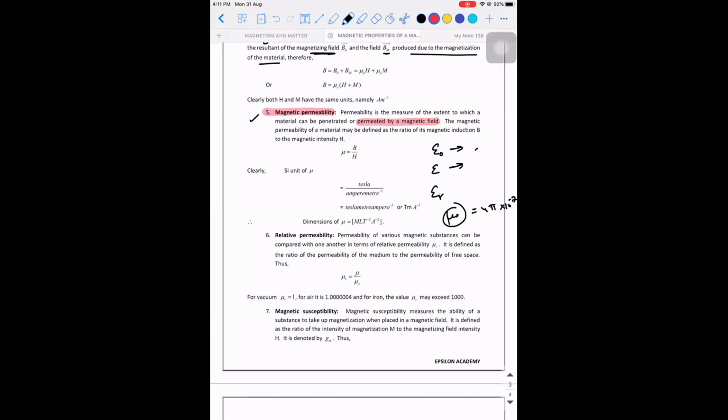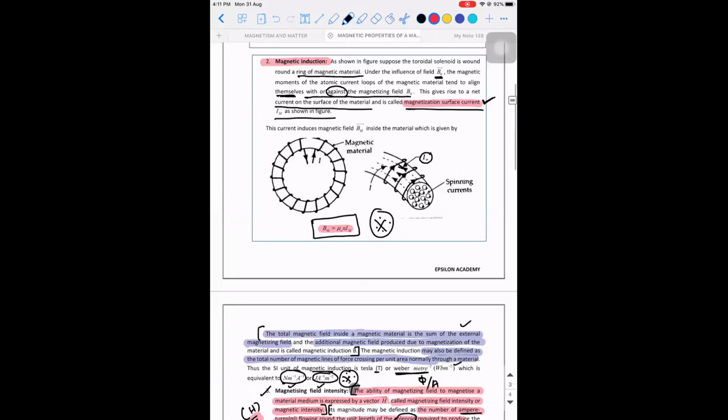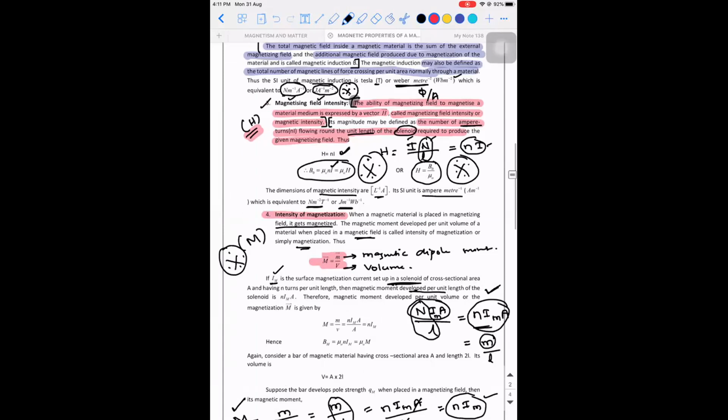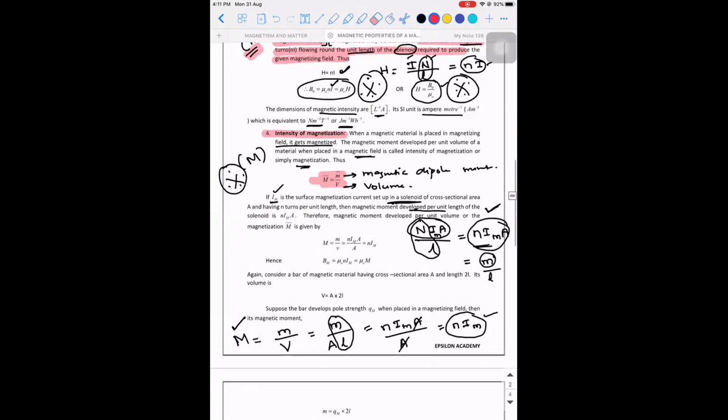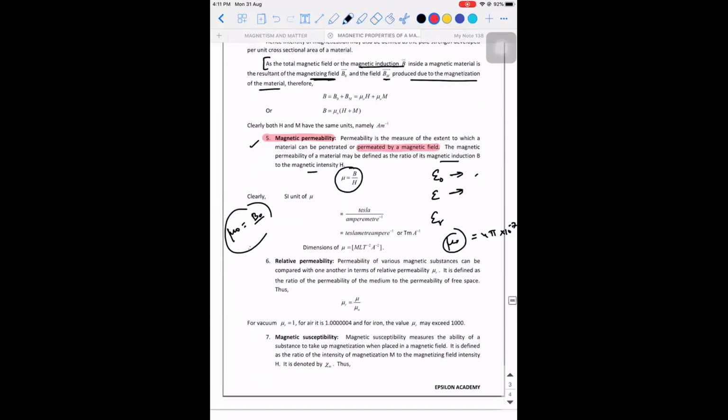So the magnetic permeability of a material may be defined as the ratio of magnetic induction to the magnetic intensity. Where did this formula come from? We saw the very first formula. What was it? Mu naught is equal to B naught divided by H. Sorry, H is equal to B naught divided by mu naught, there is nothing like H naught. So mu naught is equal to B naught divided by H.